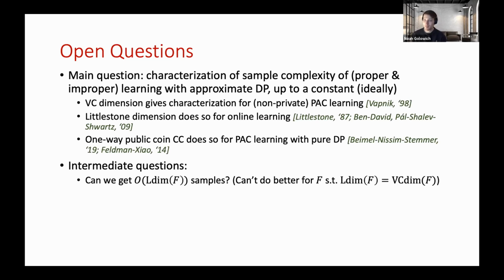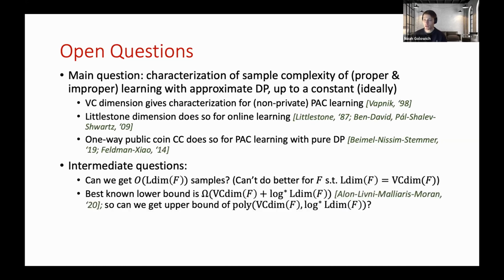So one immediate question is, can you improve our bound, which scales with the Littlestone dimension to the 6th power, to something that's linear in Littlestone dimension? As I mentioned before, you can't get something that's sublinear if you only want your bound to depend on Littlestone dimension. But you could hope for more refined bounds as well.